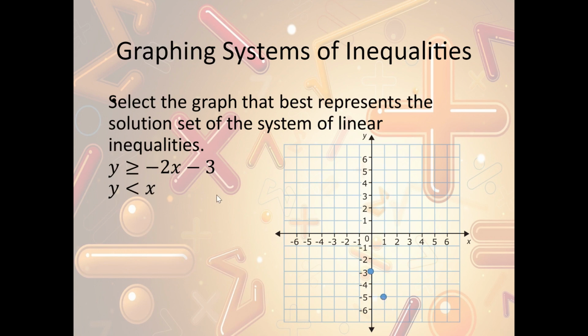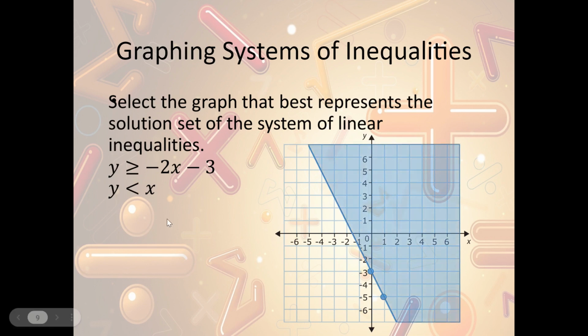They did add something extra, so we will too. So we'll go ahead and have a closed line. And it's greater than, so we should shade above, so that's over here. So all of that should be blue. Now our second one, y is less than x.